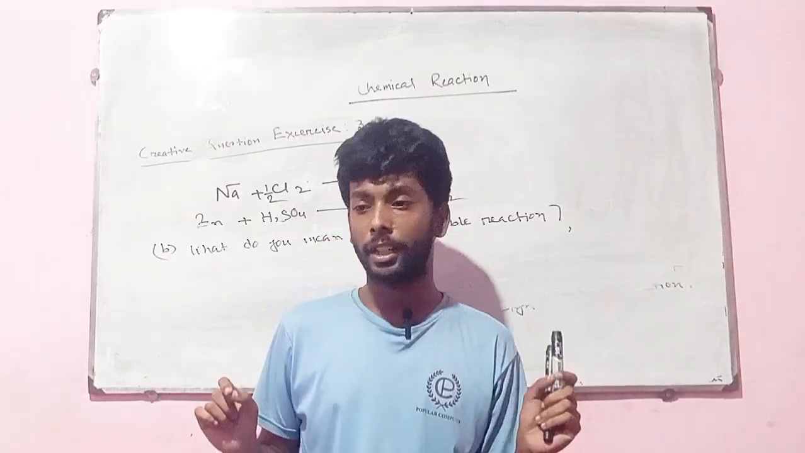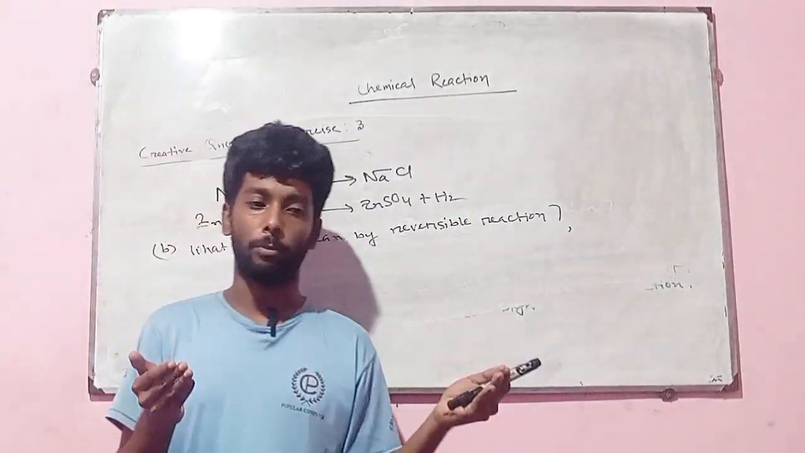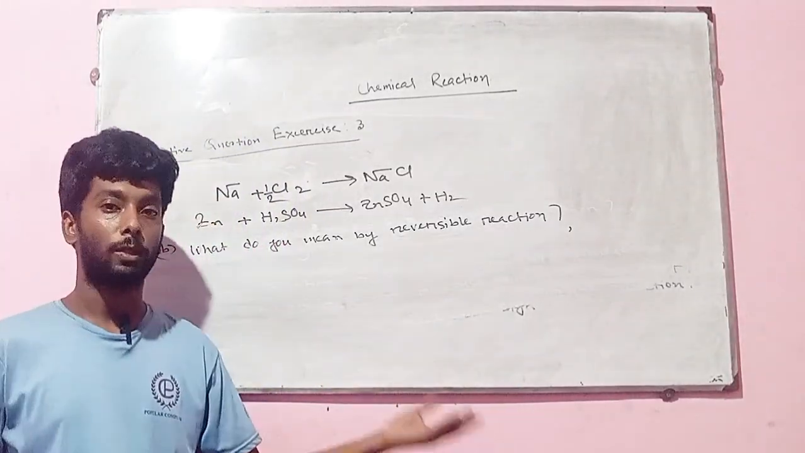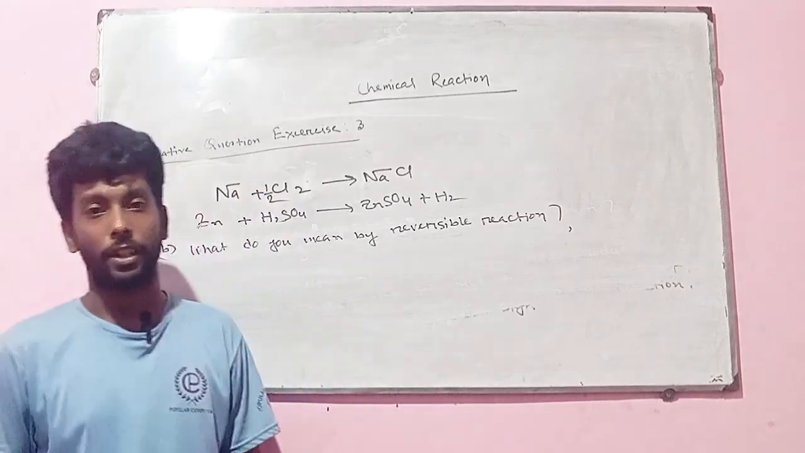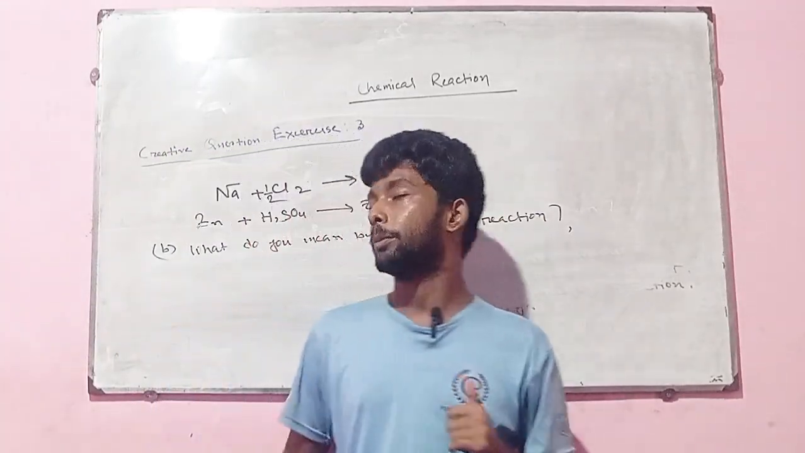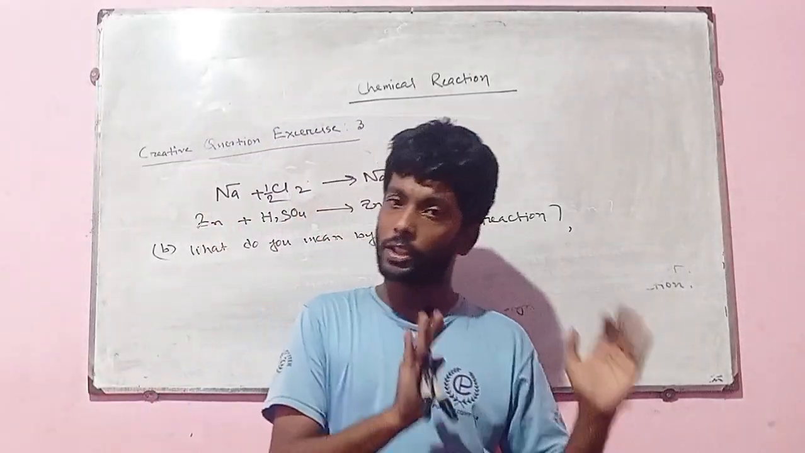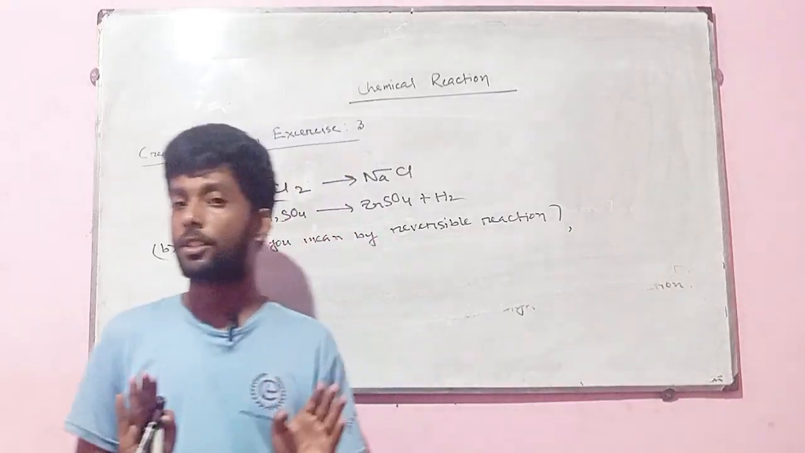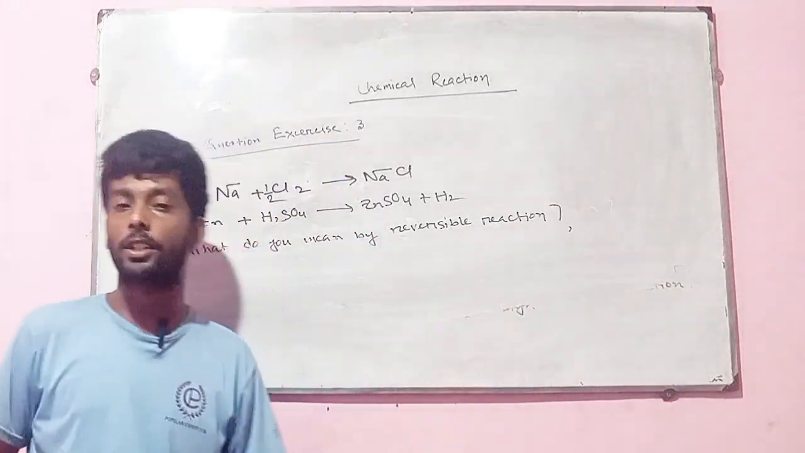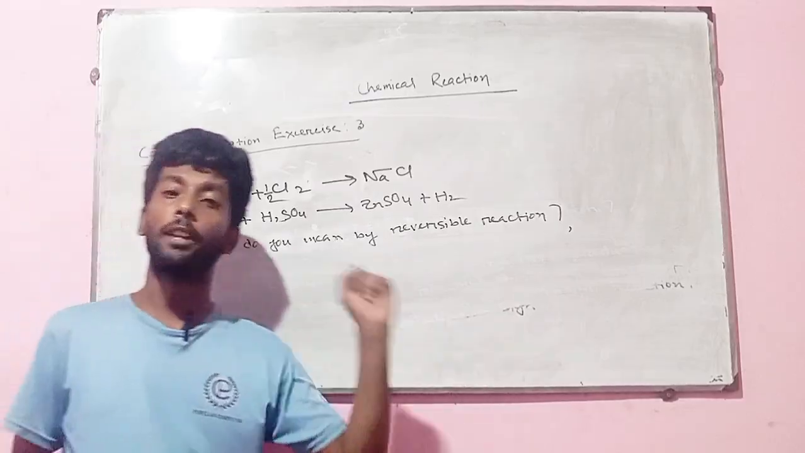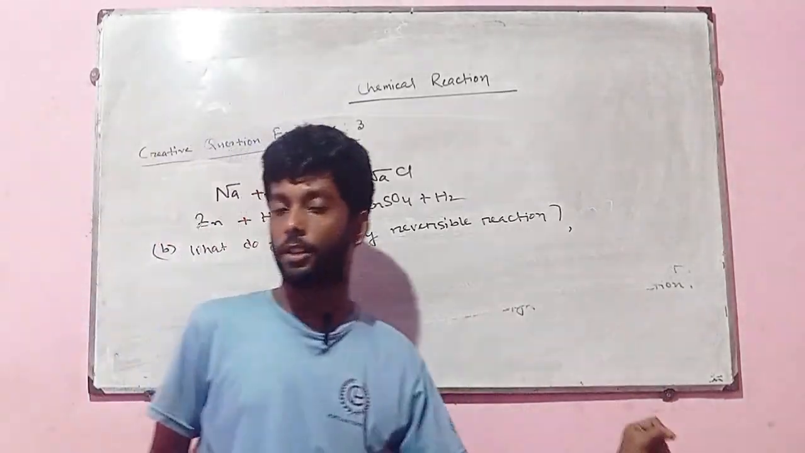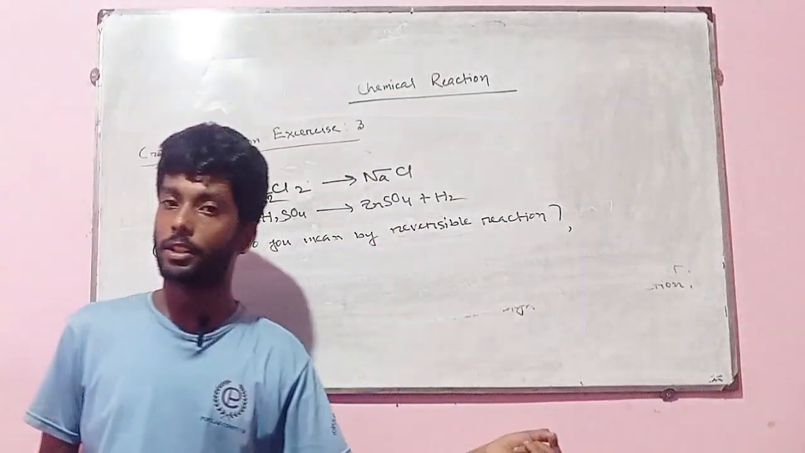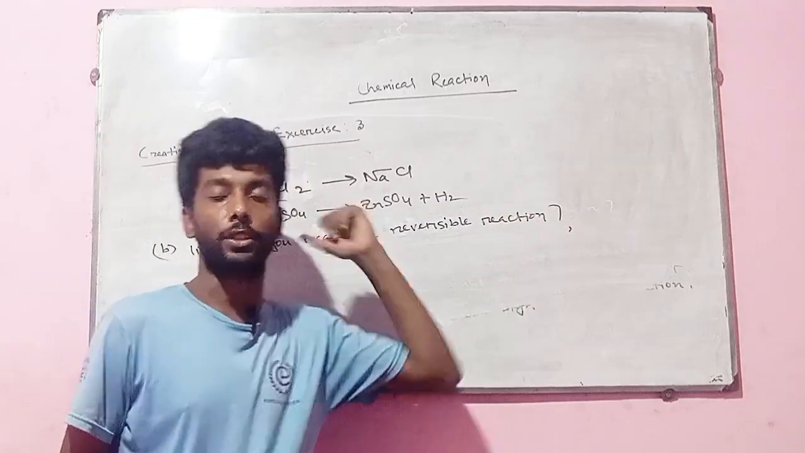You know, based on the direction of a chemical reaction, it can be classified into two categories. Number 1, reversible. Number 2, irreversible. Now I have to define reversible reaction. In which reaction reactants can be turned into products, and in the same way, products can be turned into reactants, then it is called reversible reaction.